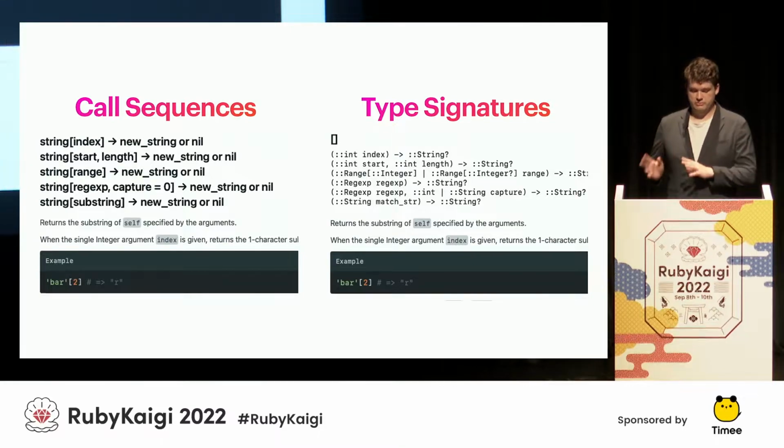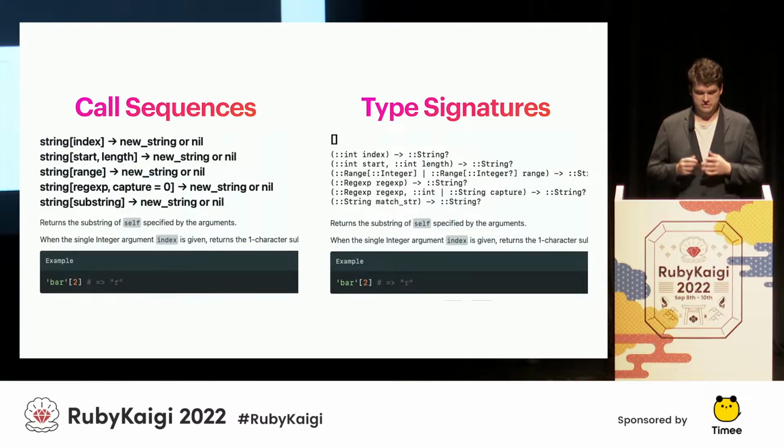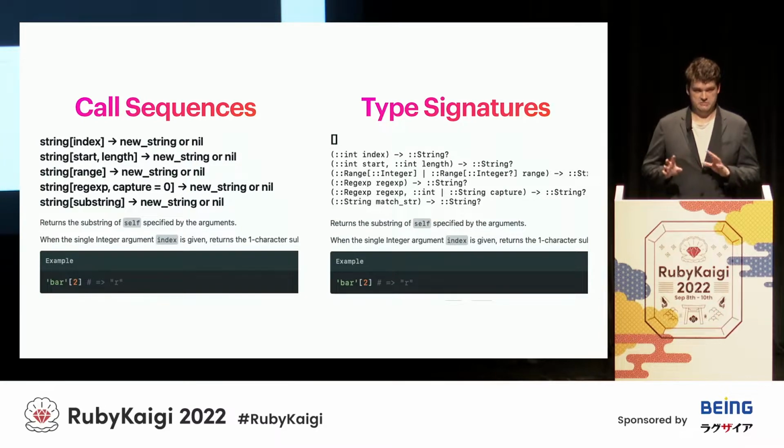The type signatures on the right is an alternative way of presenting those method usages by utilizing the type signatures from RBS. And to better understand why this feature exists, we'll take a quick look at the current status quo and present some of the challenges that are currently present.